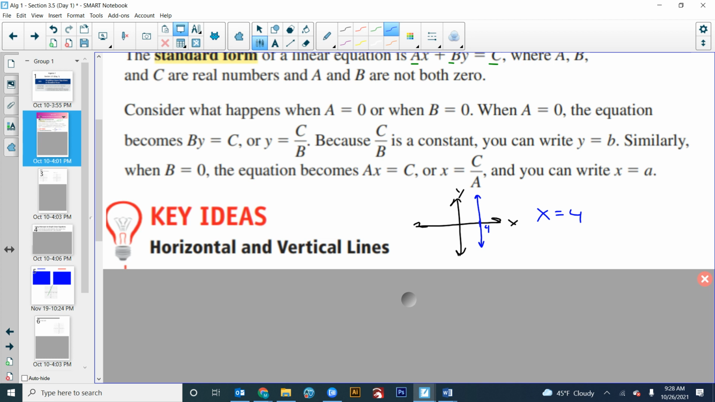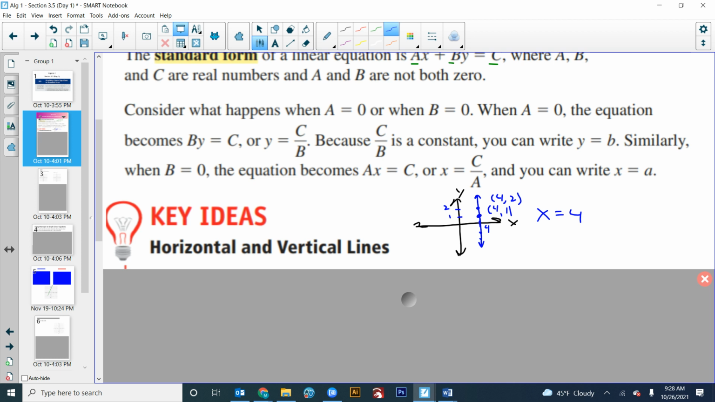Now let's go back. Let's think about it. If this is 1, what's this point right here? 4, 1. What's the x value there? 4. What's the y value? 1. Let's go up to 2. What's this point? What's the x value? 4. What's the y value? 2. So every point on this line is going to have an x value of 4. x equals 4. Do you agree? So x equals 4 is that vertical line.